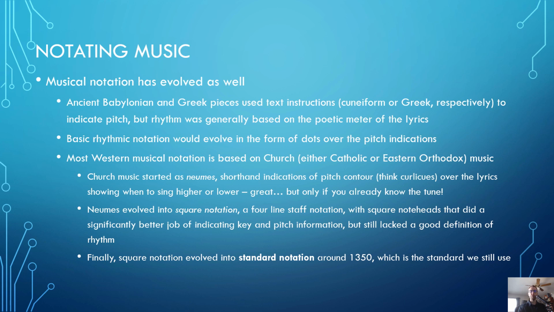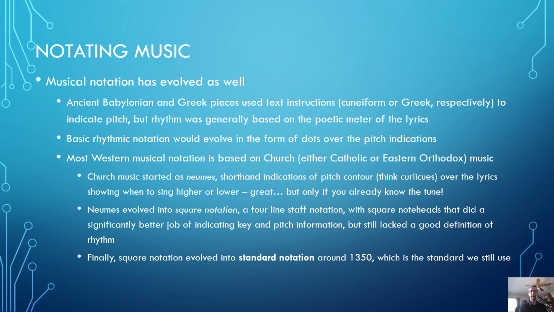It started with what was called neumes, which were shorthand indications of pitch contour. So you would have little notes going up or down as kind of curlicues over the lyrics that showed when to sing higher or lower, which was great as shorthand if you already knew the tune. But it didn't give definite indications of pitch, and it definitely did not talk about rhythm.